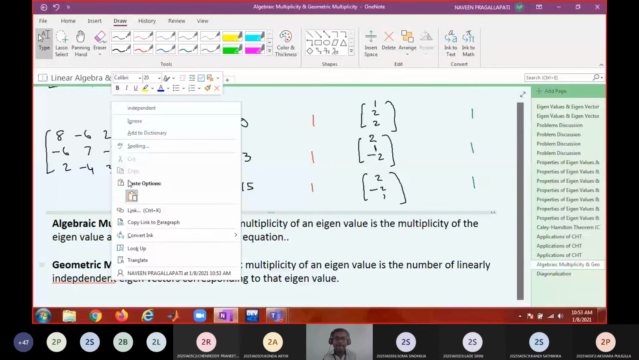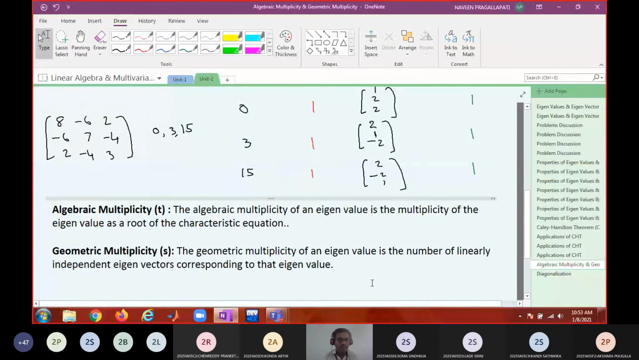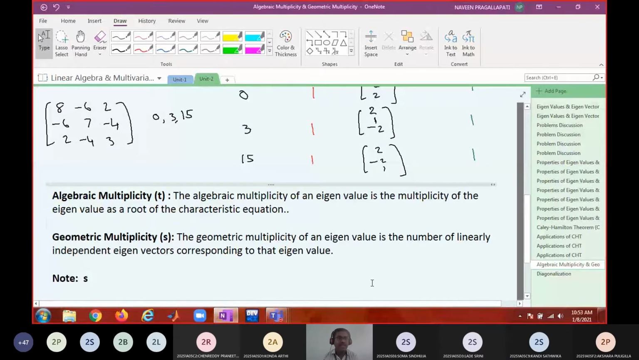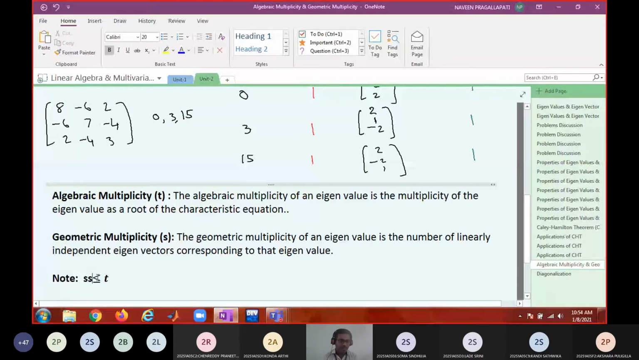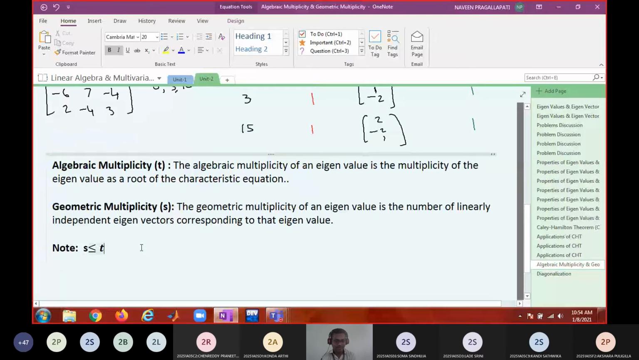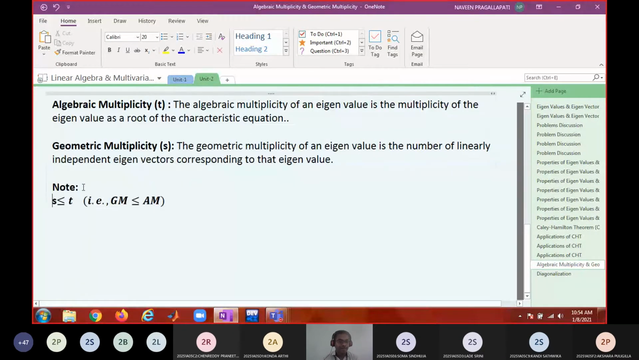So what is your observation? Note: S is always less than or equal to T. AM is always less than or equal to GM, sorry, GM less than or equal to AM. So that's the first observation.